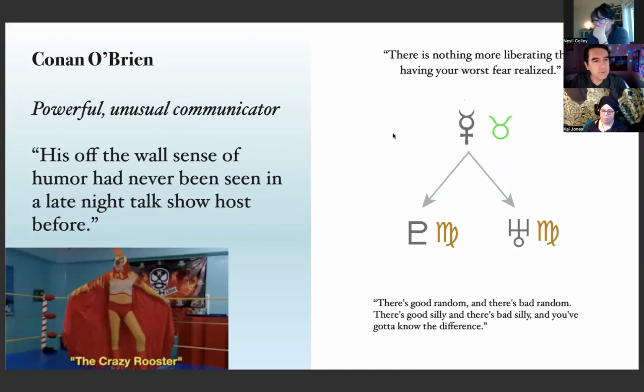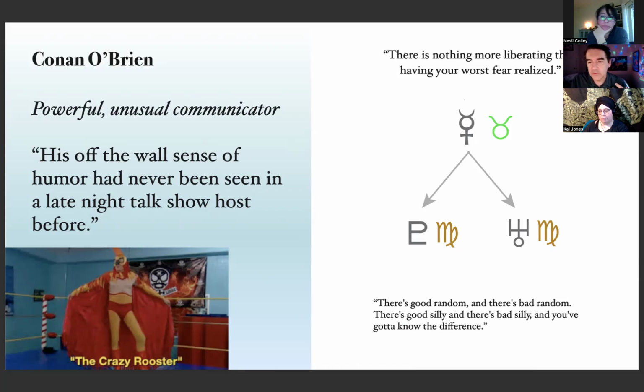So Laurel, this is kind of what you were mentioning. "A powerful, unusual communicator. His off-the-wall sense of humor had never been seen in a late-night talk show host before." So we talked about the Mercury, looking for some stability, taking things slowly, and then having this impossible assignment of taking care of Pluto and Uranus. A couple of his other quotes: "There's nothing more liberating than having your worst fear realized." So liberation, Uranus, Pluto, maybe the worst fear.